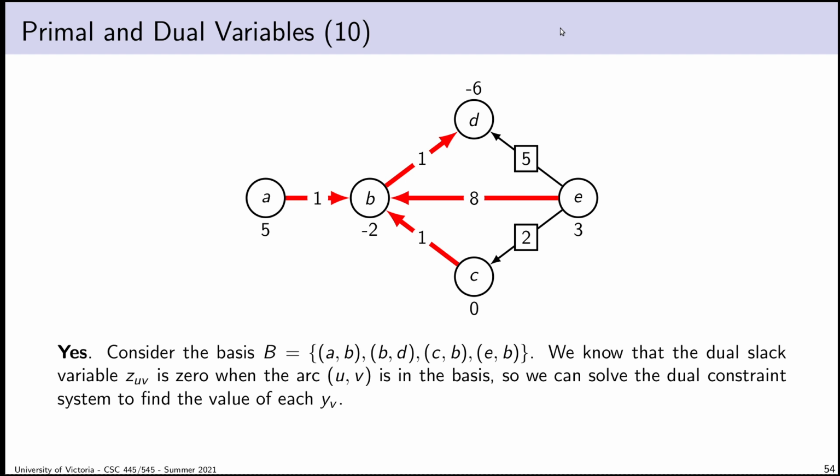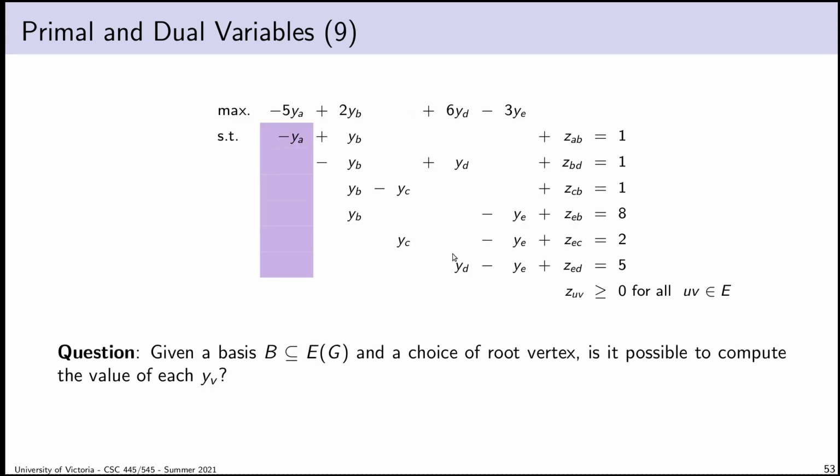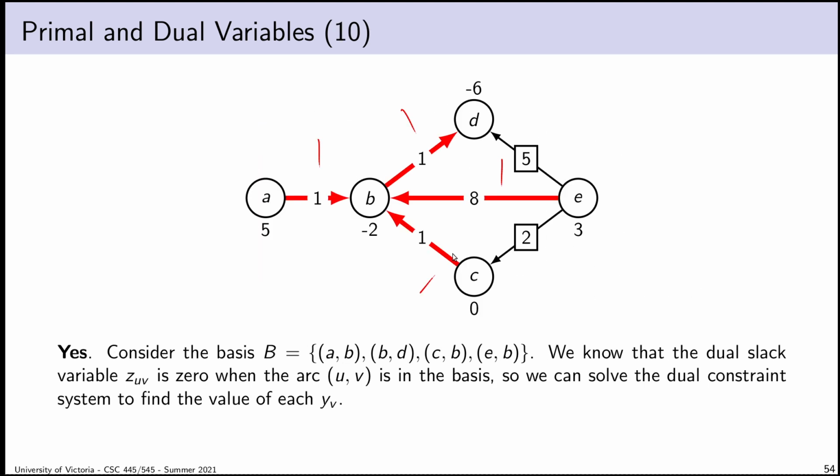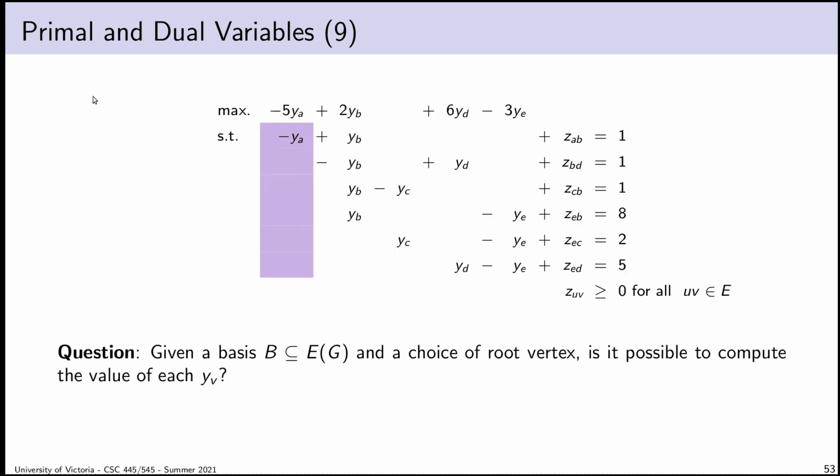So let's stare at this basis for a minute. So the basis here is the arcs AB, BD, EB, and CB. And now let's just go back and stare a little bit at this system of equations. I'm realizing in hindsight I should have put them side by side, but sorry about that. So I'll write it down. So it's AB, BD. So suppose that we are just looking at the arc AB. Suppose that AB is basic. So what do we know?